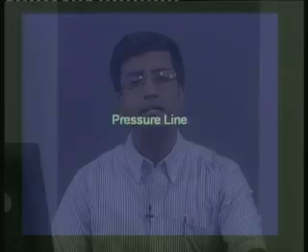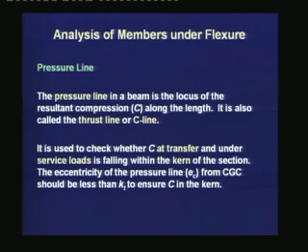Next, we are studying the pressure line. The pressure line in a beam is the locus of the resultant compression C along the length. It is also called the thrust line or C line. As we move along the span of a beam, the profile of the tendon changes, the external moment changes, and the shift of C from the tendon also changes. If we plot a line connecting all the points of the location of C along the span of the beam, that line is called the pressure line for the beam for that particular given load.